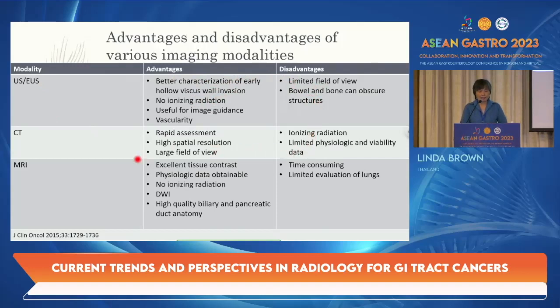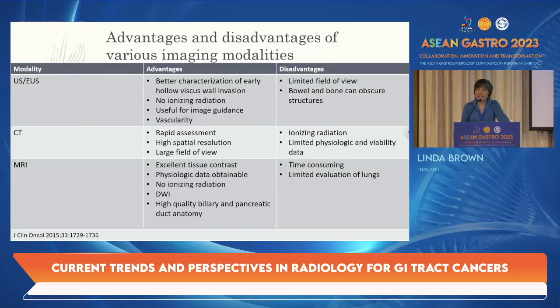CT is used very often in GI cancer, and the good thing about CT is that you can perform it very fast, it has high spatial resolution, and it has a large field of view, which can scan the whole body within a few minutes. The downside of CT is that it has radiation and it has limited physiologic and viability data. What about MR? MR is also a tool that we use very often.